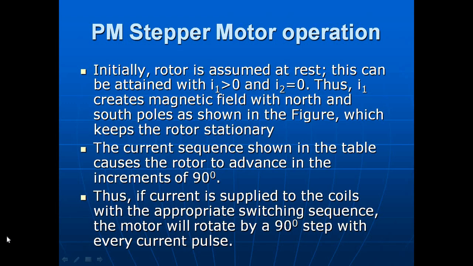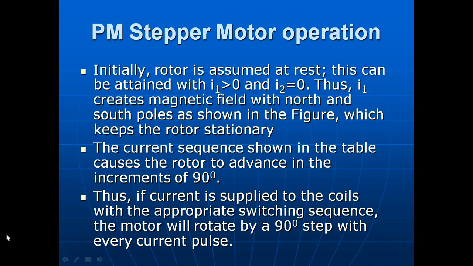Permanent magnet stepper motor operation. Initially, the rotor is assumed to be at rest. This can be obtained with I1 greater than 0 and I2 equal to 0. Thus, I1 creates a magnetic field with a north and a south pole as shown in the figure, which keeps the rotor stationary. The current sequence shown in the table causes the rotor to advance in increments of 90 degrees.